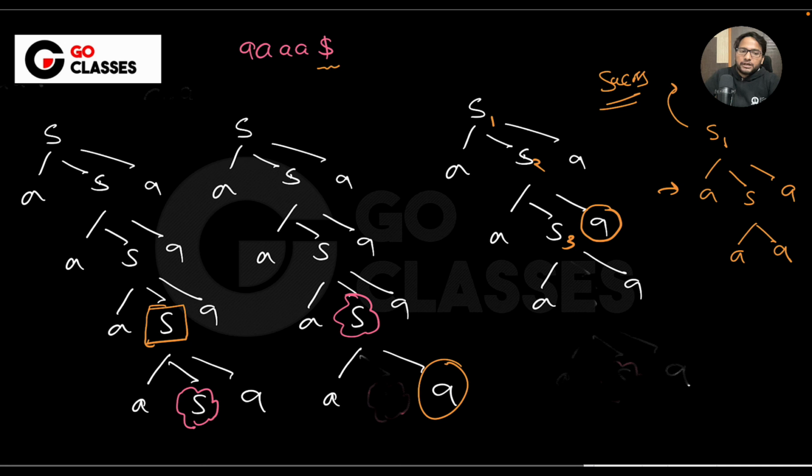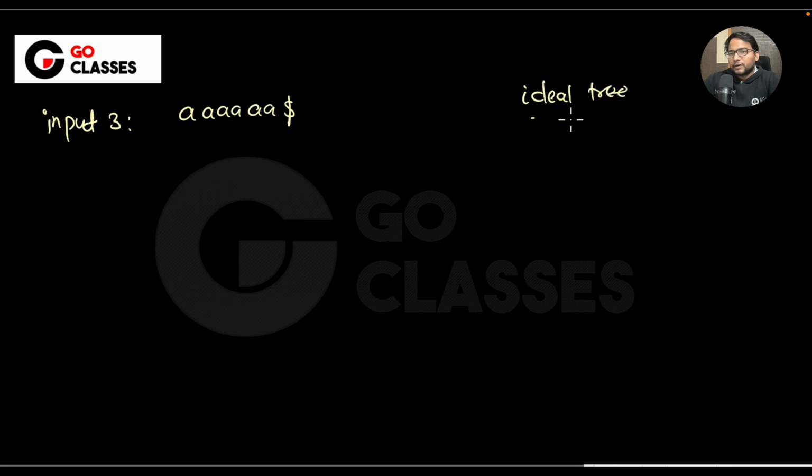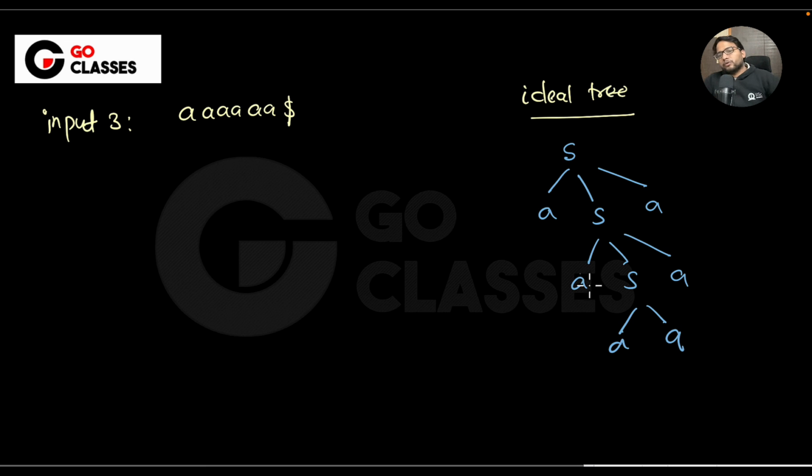Which is 6 times A. So input 3, which was A dollar, right? What is the ideal tree here? Let me just write the ideal tree. You don't need to write it, but just for the sake of explanation and understanding what is happening, we are writing it. Basically, you will say that this should be the ideal tree, with nodes 1, 2, 3, 4, 5, 6.